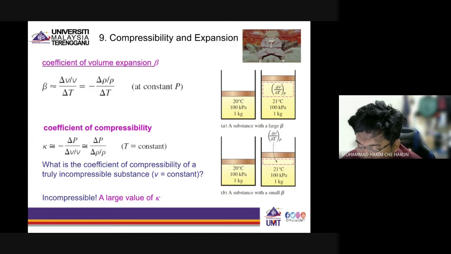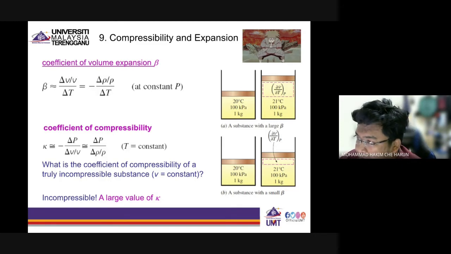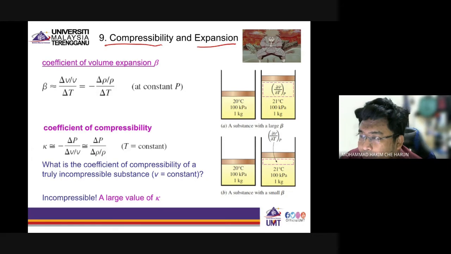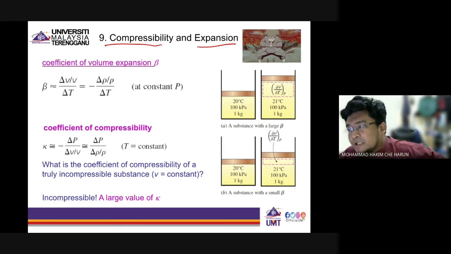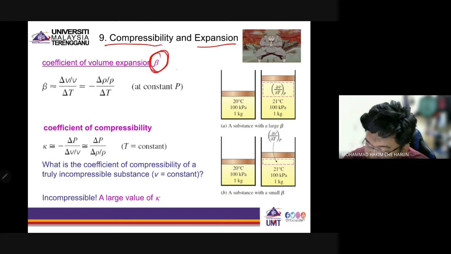Okay, the next one is compressibility and expansion. As you can see here, the coefficient of volume expansion. Okay, guys, the outline number 9, what we're going to learn next is compressibility and expansion. So ada dua benda lah, compressibility and expansion. Compress ni maksudnya you are compressing them, makin kecil lah. Expand selalunya kita expand dia makin besar. Okay, kita tengok yang mula-mula sekali expansion. Expansion ni kita guna simbol dia sebagai beta.